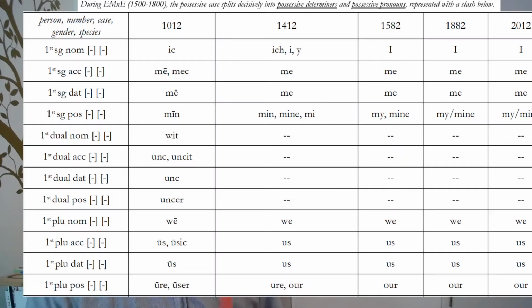Old English, you'll see in this column, Old English allows a variant usic for the first person plural accusative when it's the direct object, but not generally for the dative when it's an indirect object. Aha. And so too, we see something similar happening with the possessive, the first person plural possessive.